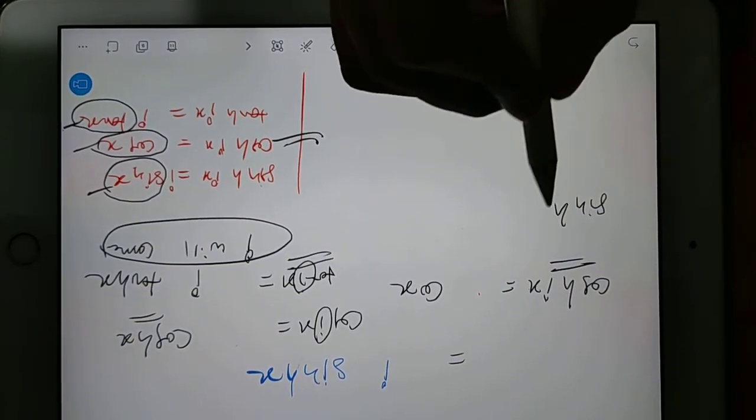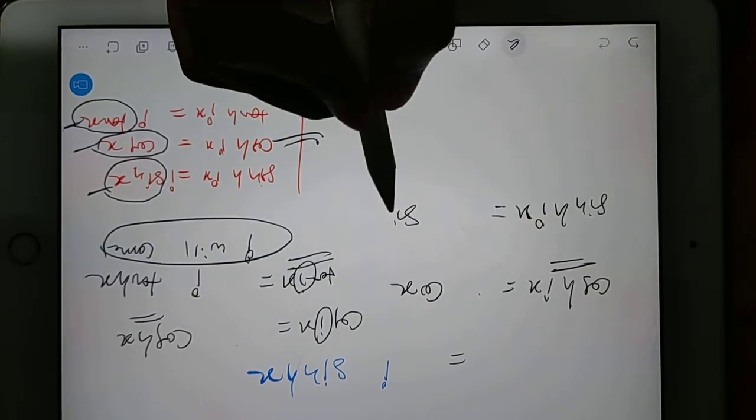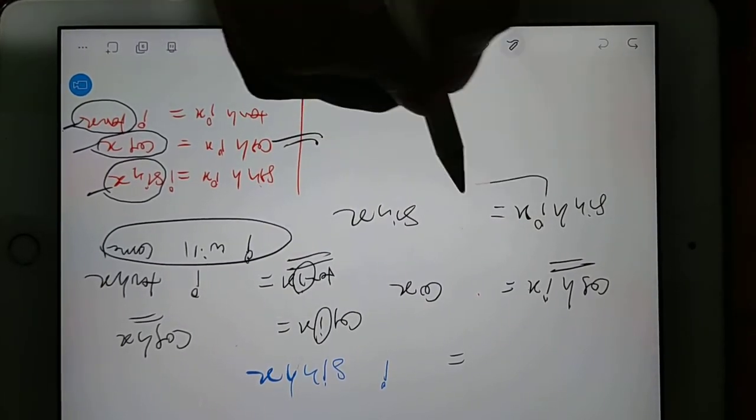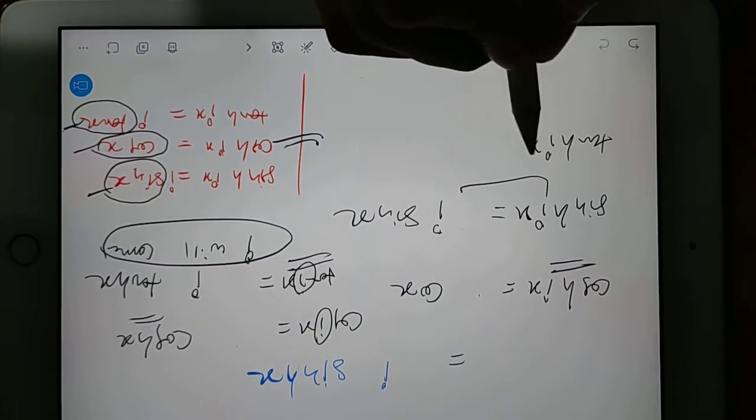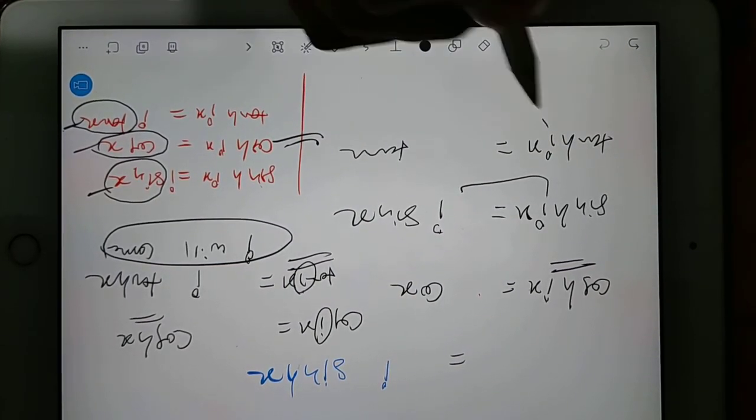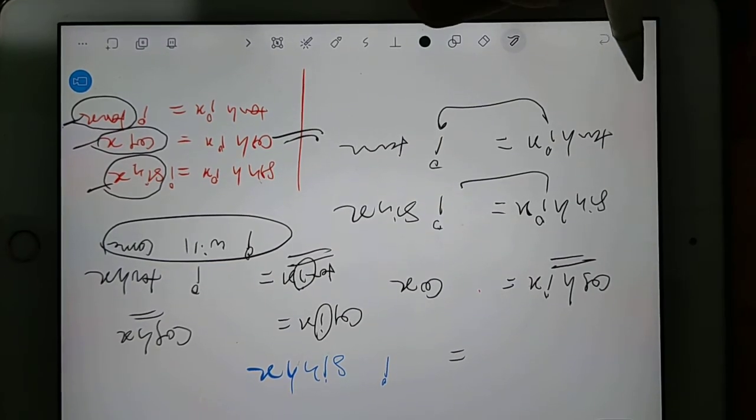If you have sinh ix, simple trigonometry, sin x. No doubt. Will i come or not? Of course i will come. Then tanh ix, tan x. Will i come or not? I will definitely come.